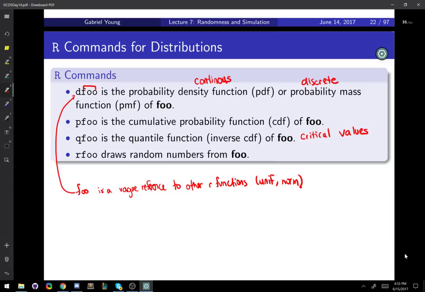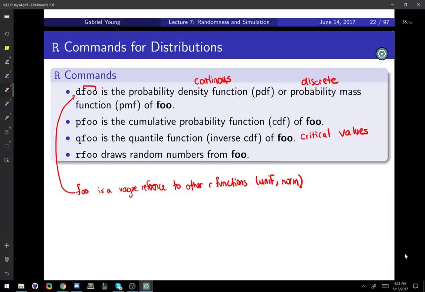Let's say it's an exponential distribution. It would be dexp, pexp, qexp, or rexp. So d gives you the density, but it also gives you the mass function. Recall that when you stick a value into a mass function, it is the probability, but when you stick a value into the density function, it's only the height of the density function, okay? It's not a probability. Okay?